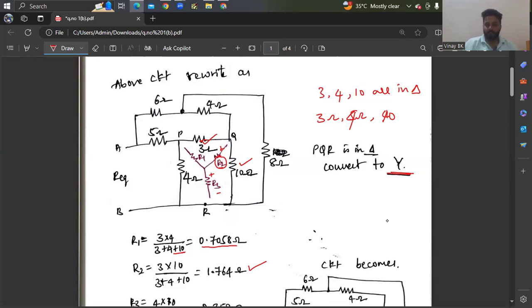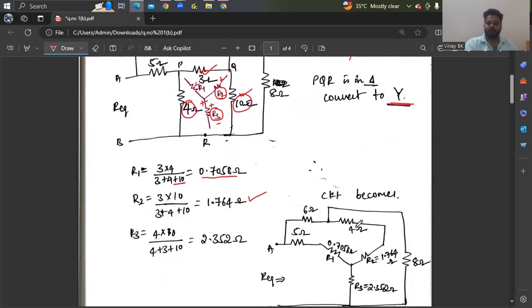Similarly, R3 you need to find, that is this resistor. Once after converting this delta into star, you get 10 into 4 divided by 10 plus 4 plus 3. So you can see R1, R2, R3. These are the star connected values you need to find. So R3 is 4 into 10 divided by the sum of the resistors. Now these 3 ohm, 10 ohm, 4 ohm are replaced by R1, R2, R3.